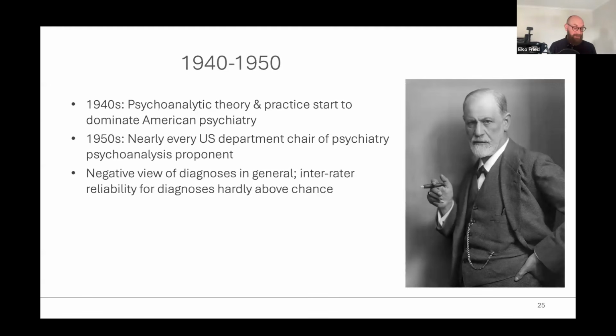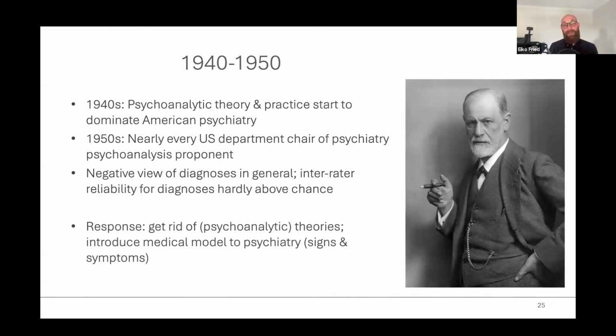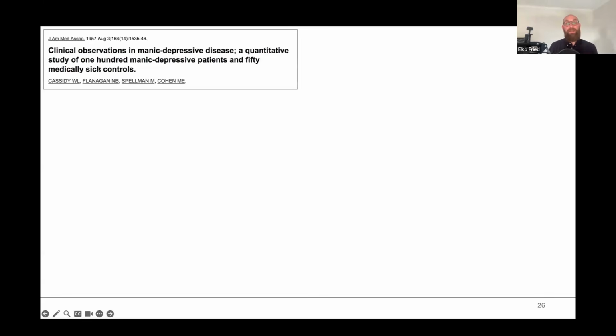Psychiatry should more closely resemble medicine. Back then, therefore, we introduced a medical model to psychiatry with a focus on more objective signs and symptoms to increase inter-rater reliability. There are a couple of really important papers from this era. One is by Cassidy, 1957, who had about 100 patients, predominantly white, I think all of them white, and mostly female, looking at their symptoms and what they reported.